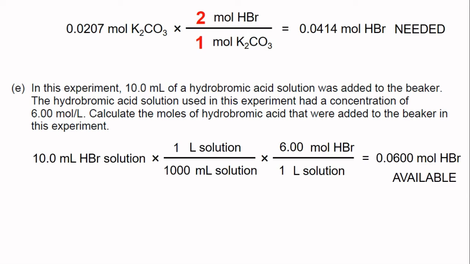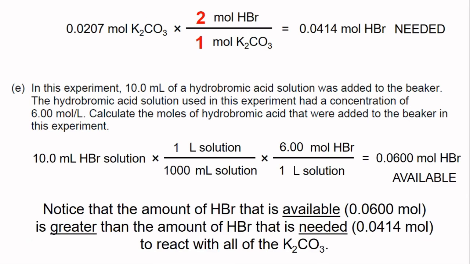0.0600 is greater than the amount 0.0414. So notice that the amount of HBr that is available in this experiment is greater than the amount of HBr that is needed to react with all of the potassium carbonate. So this information shows us that the HBr, the hydrobromic acid, was added in excess. They added more than was needed. So the HBr is the excess reactant.